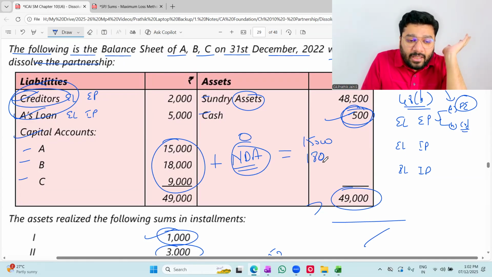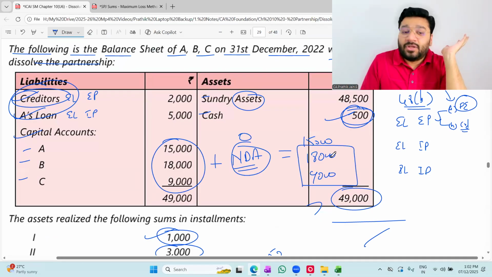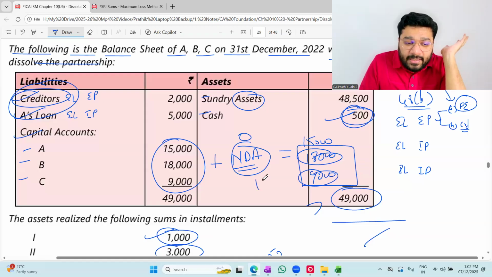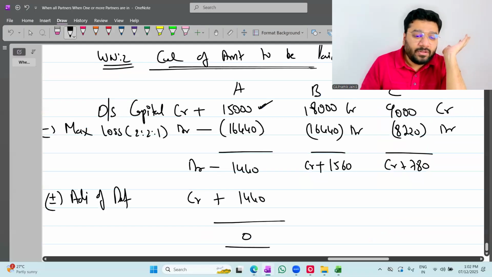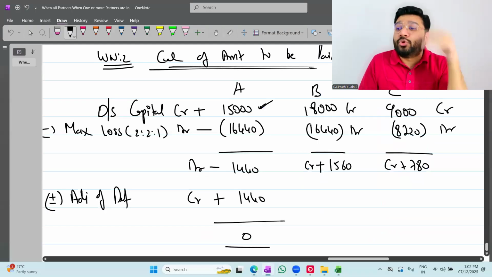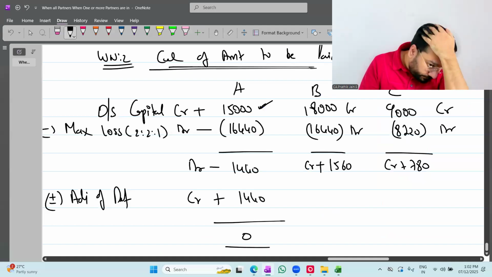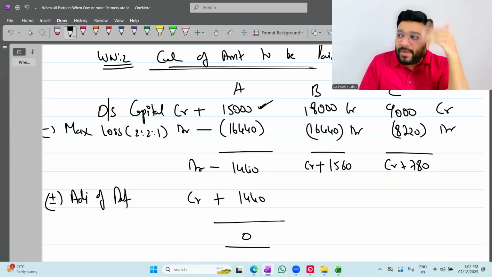15,000, 18,000, 9,000. Who are solvent partners in these two? B and C. So what is the ratio of solvent partners? 18:9, means 2:1. In this ratio, I have to split the deficiency. Any problem? So 1440 in the ratio 2:1. Can you split and tell me the amount? 1440 into 2 by 3, 1440 into 1 by 3. How much? Debit I have to do.